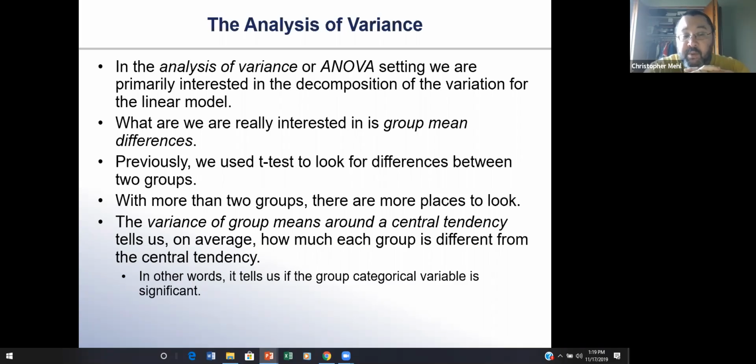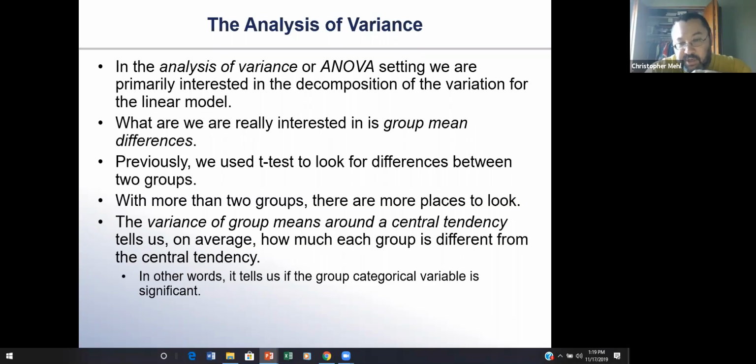In the ANOVA setting, we're primarily interested in breaking down the variation for the linear model. To go back to the linear regression model, the ANOVA table is one of the outputs that we get. We're really going to focus on how that table is built, and we're going to break the variation into a few more pieces. So analysis of variance is all about decomposing variation in our response into a bunch of pieces and figuring out which pieces are significant and which ones aren't.